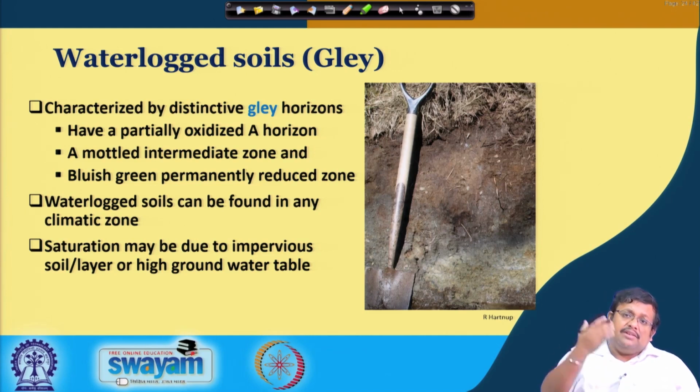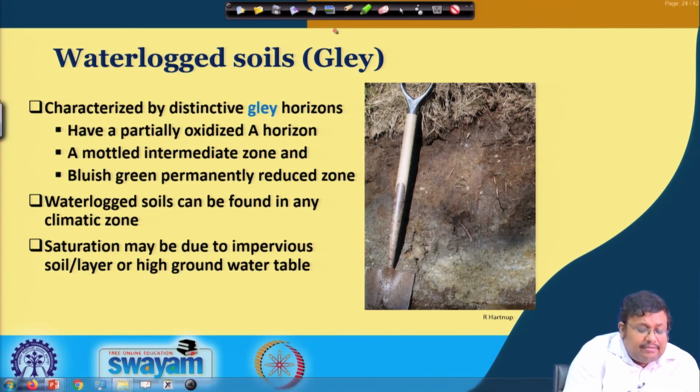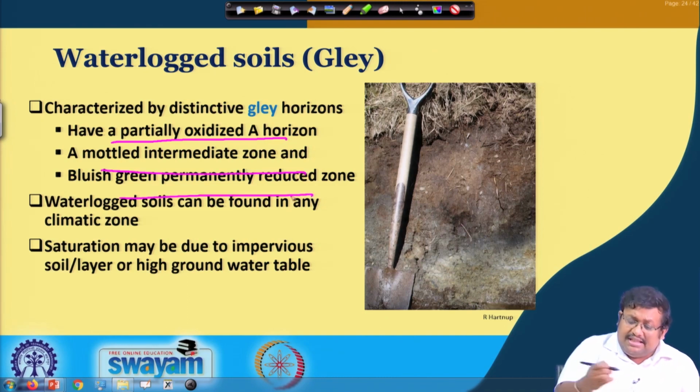So, if we see the waterlogged soils, the characteristics of the waterlogged soil, as I have told you, in case of rice soil, if you take a cross section, you will see the color change and it will show a distinctive gley horizon. Gley horizons are characterized by a partially oxidized A horizon, which I have already told you, with an EH potential of greater than 400 millivolt, and also they have a mottled intermediate zone and bluish green permanently reduced zone. So, this is how the waterlogged soils have been characterized.